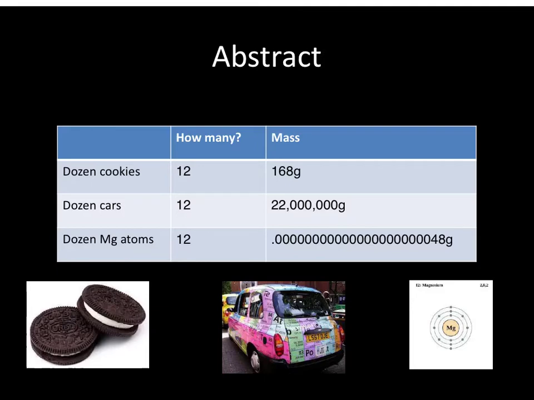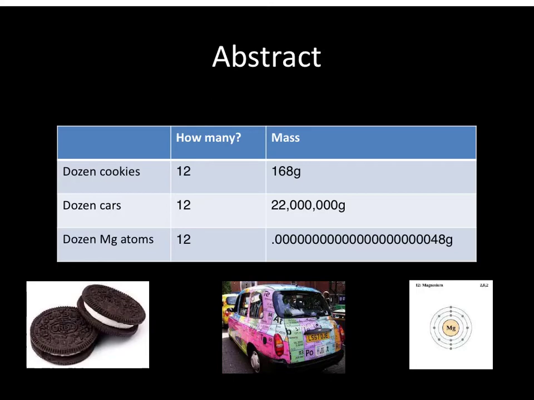Let's do it with a dozen first. So if I have a dozen cookies, a dozen Oreos, the mass is going to be about 168 grams. If I have a dozen cars, that's 12 cars, which is going to weigh about 22 million grams. Now, does that shock you that 12 cookies weighs less than 12 cars? No, it probably shouldn't. And a dozen magnesium atoms, so if I had 12 magnesium atoms, it would only weigh this much right here. So a very, very, very, very small number.